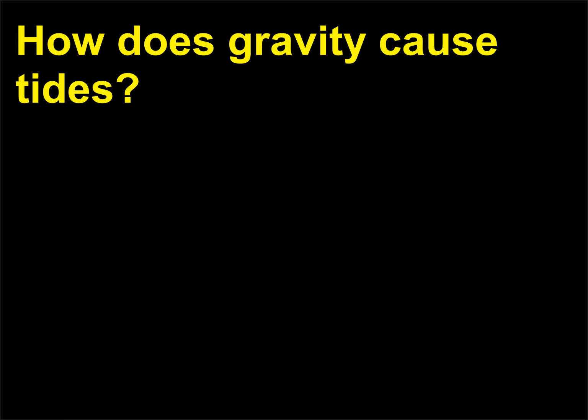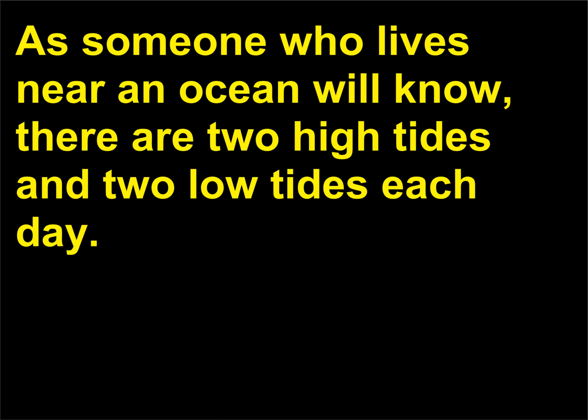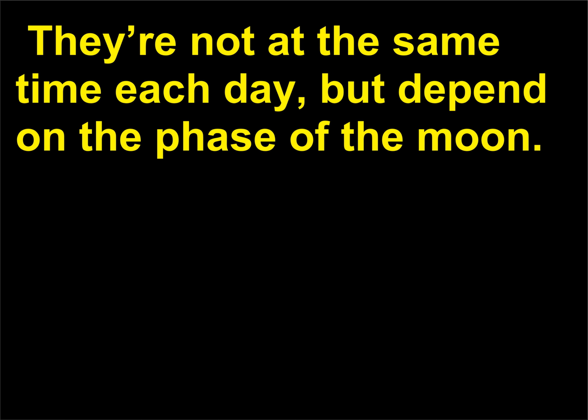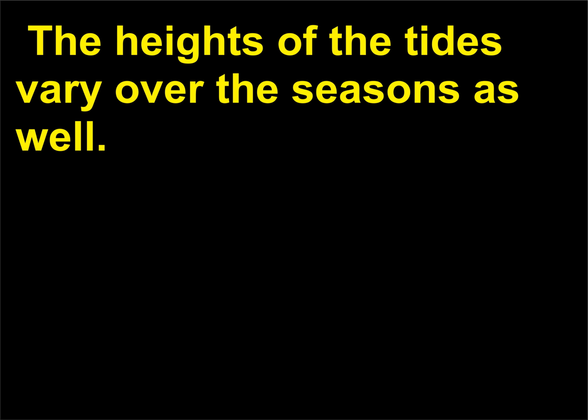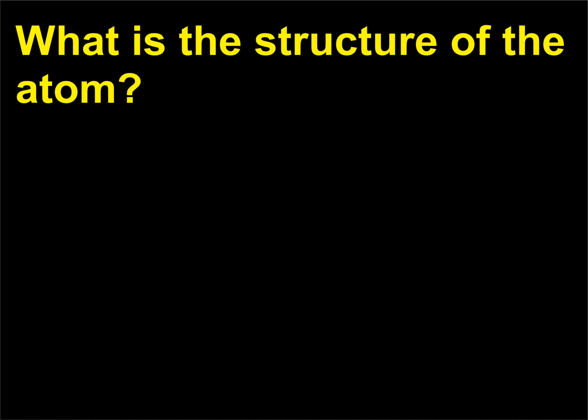How does gravity cause tides? As someone who lives near an ocean will know, there are 2 high tides and 2 low tides each day. They're not at the same time each day, but depend on the phase of the moon. The heights of the tides vary over the seasons as well. What is the structure of the atom?